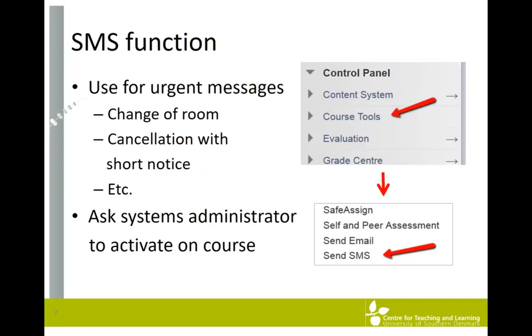Note that there's also an SMS function in your Blackboard courses. It can be reached via Course Tools in the control panel. This function should only be used for urgent messages, such as a change of rooms or cancellation of a lesson with short notice. You need to contact the Blackboard Systems Administrator to have the SMS function activated on your course before you can use it.